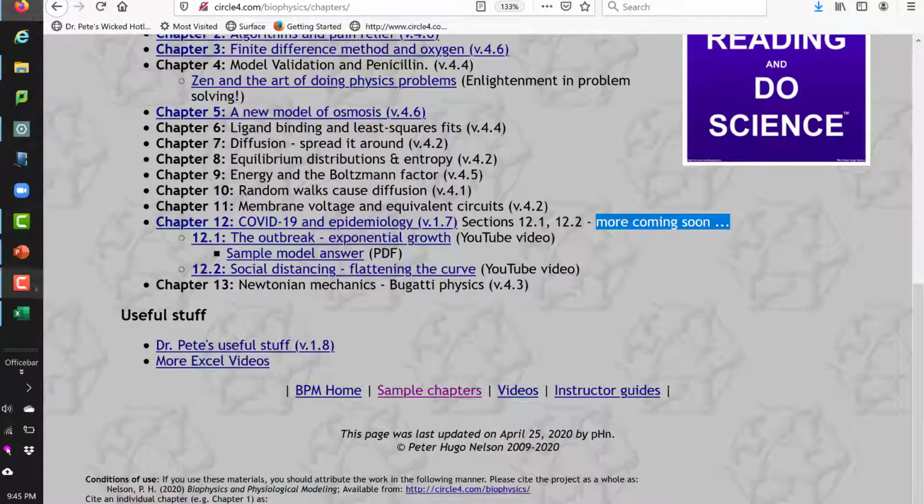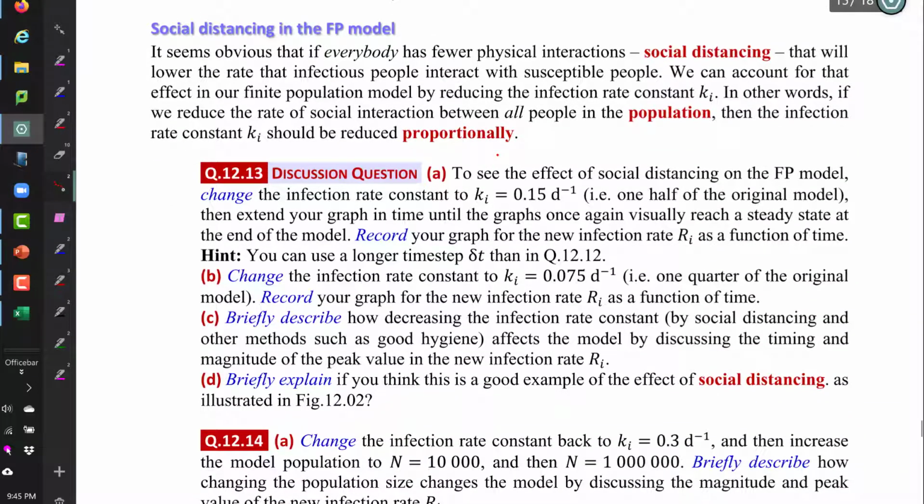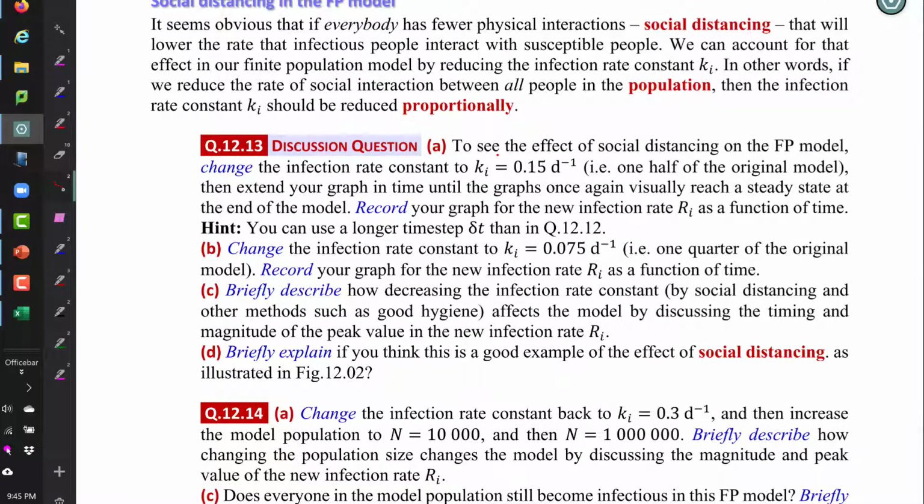Alright, so what do I need to do? Oh, go back to the questions. Alright, social distancing. This is the payoff for this model, that you can actually investigate the effect of social distancing. So question 13 says to change Ki to be 1/2 of the original. Originally it's 0.3, and it says change it to half the value and see what happens. Oh, and there's a hint. I'll tell you the hint this time before we do it: you can use the longest time step. So that's a bit of a hint. Let's see how that works.